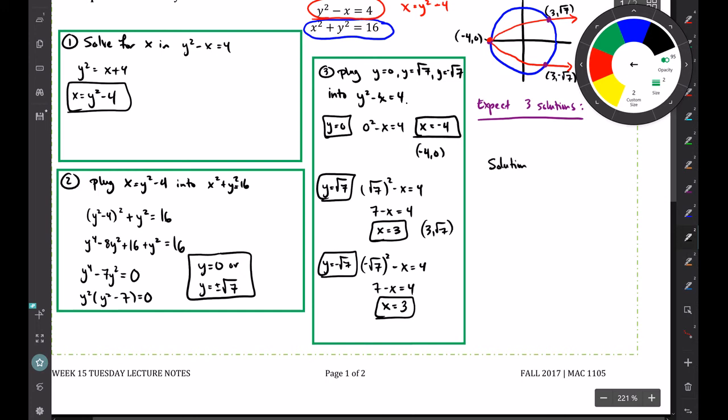The solution set is, let's see, negative 4, 0, 3, negative square root of 7, and 3, square root of 7.